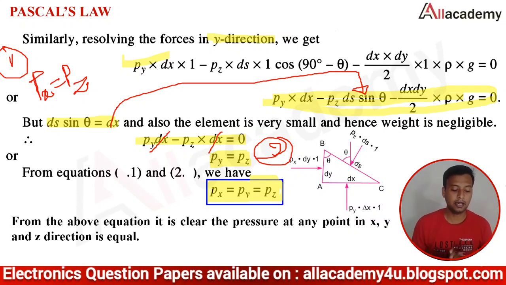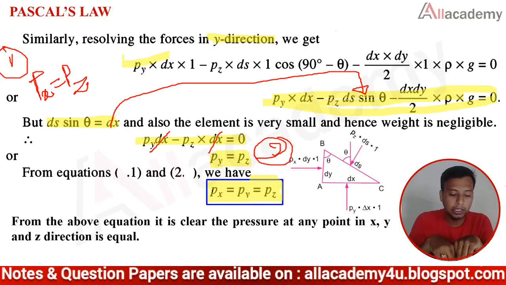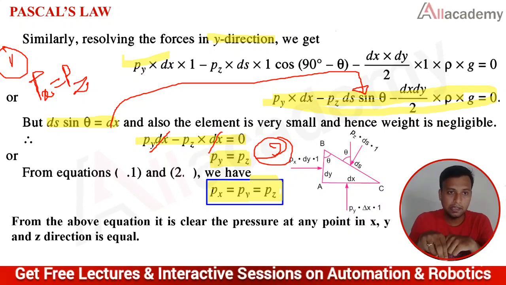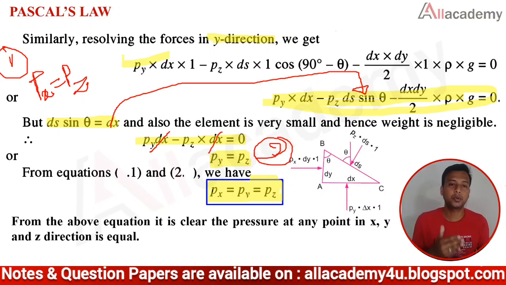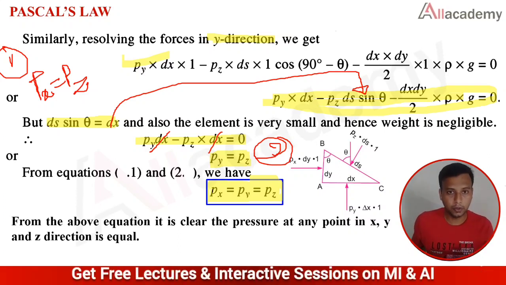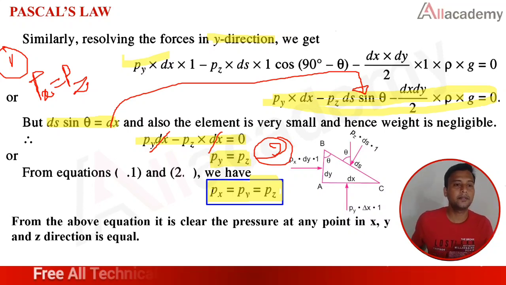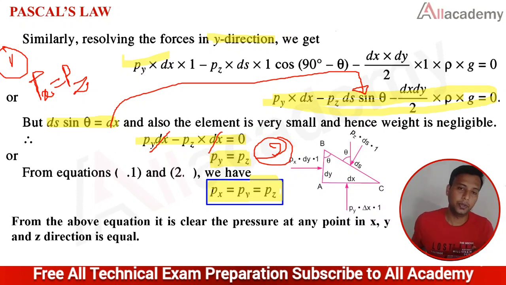So this is how we can say that when the fluid is at rest, the pressure acting on any point will be equal in all directions. Resolving the forces in the x direction, we got Px equals Pz, and resolving the forces in the y direction, we got Py equals Pz. From these two equations we can say that Px equals Py equals Pz. So I hope this derivation and proof is clear to you. Even in my notes I have clearly mentioned all these steps, so you can follow that along with this video lecture.